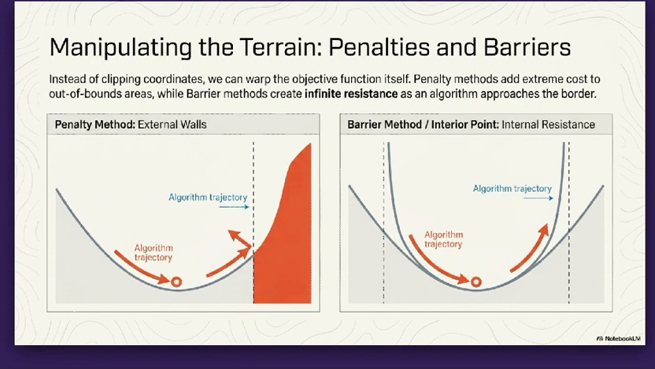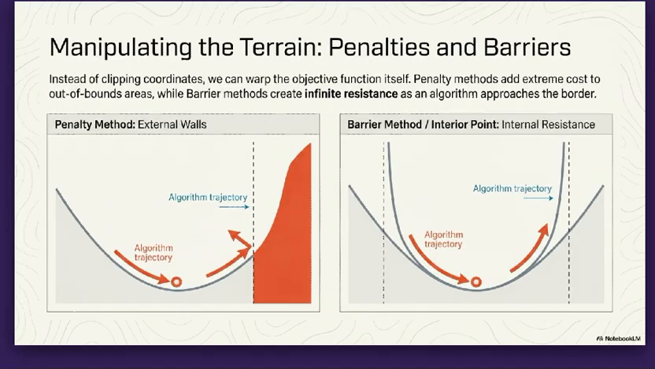The gradient will naturally curve the algorithm's path away from the wall. Exactly. It never crosses the boundary because it geometrically cannot climb the infinite slope to reach it. It stays strictly feasible at all times. It is a profoundly elegant manipulation of geometry. Wow.